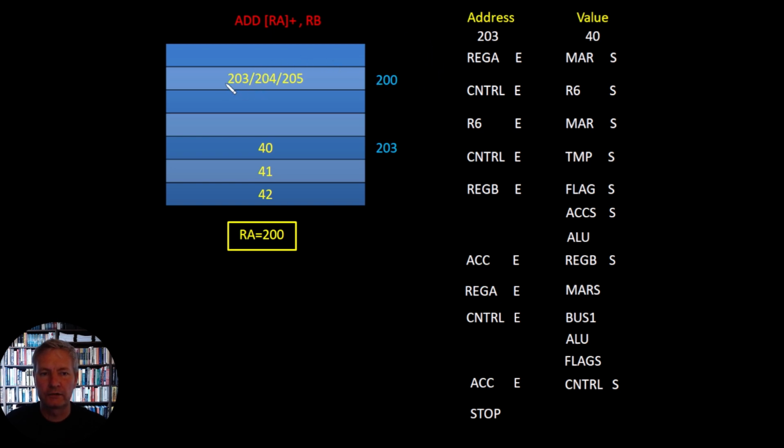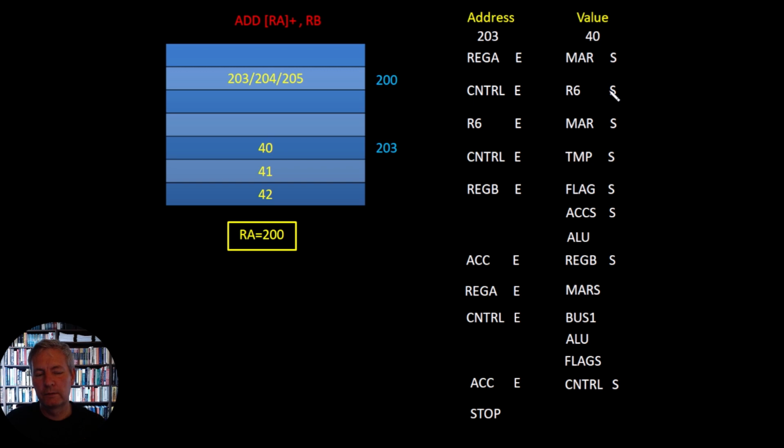Now we have to get access to the contents of that memory location. So we set the CNTRL at enable. That enables the value 203 onto the bus. Now, in order to work with this, we're going to have to take that 203 and save it somewhere temporary. So we're going to save that in register R6. So we have register R6 set.